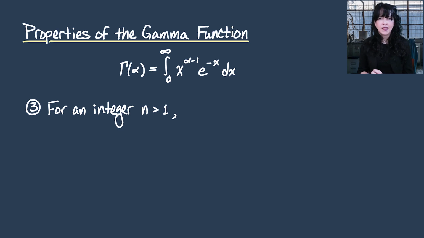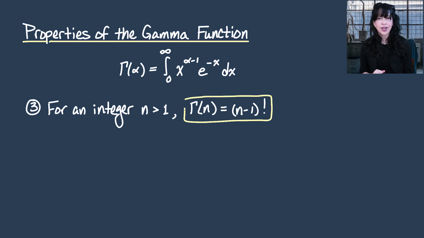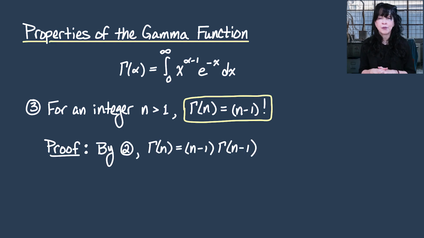So the third and final property for today is that if n is an integer greater than 1, then gamma of n is n minus 1 factorial. So an integer greater than 1, this is just a special case of an alpha greater than 1, which was a real number. So I can use property 2 that we just talked about to say that gamma of n is n minus 1 times gamma of n minus 1.